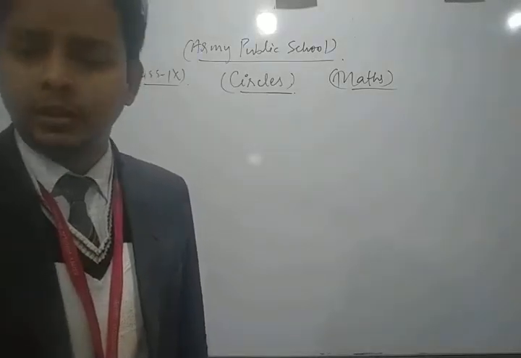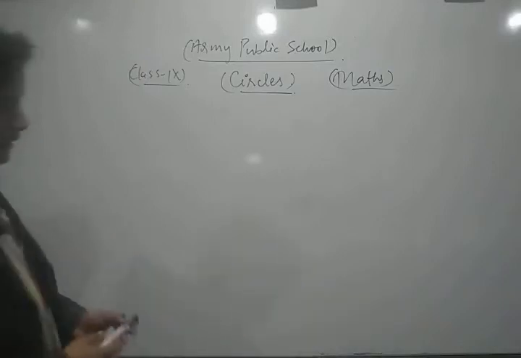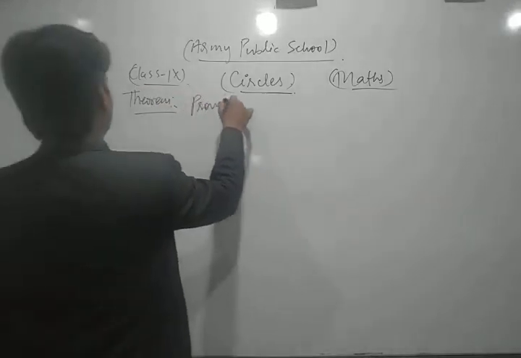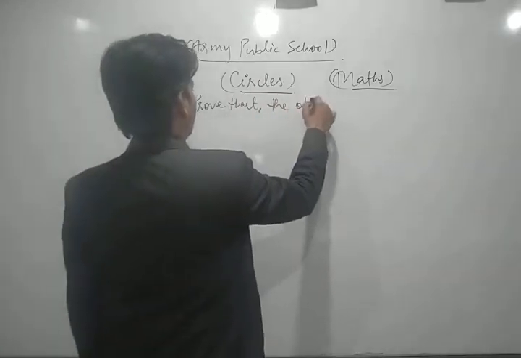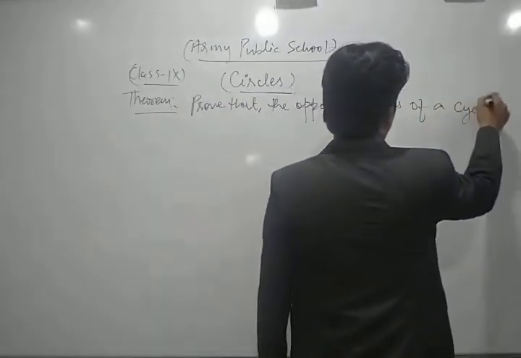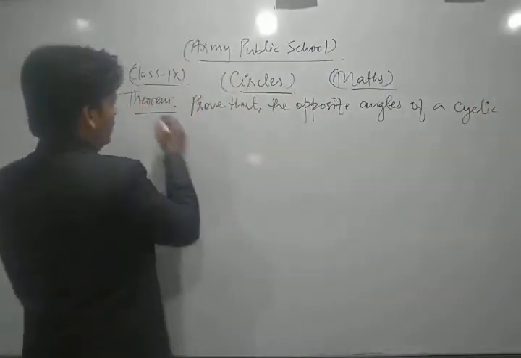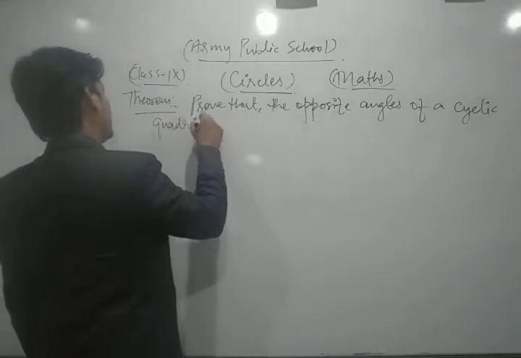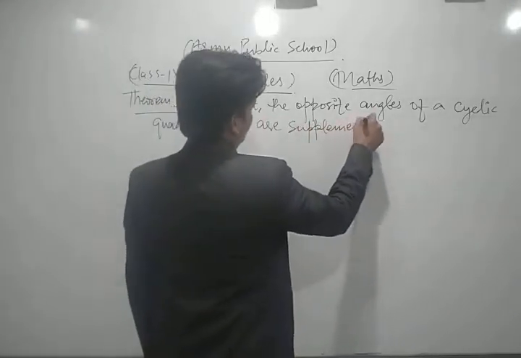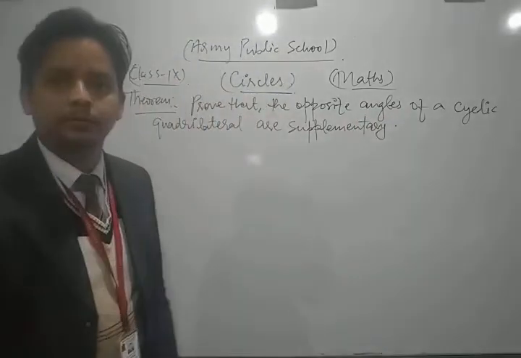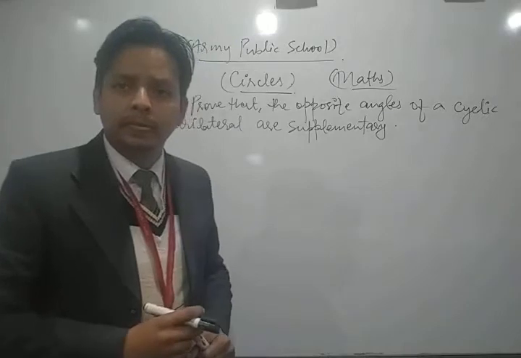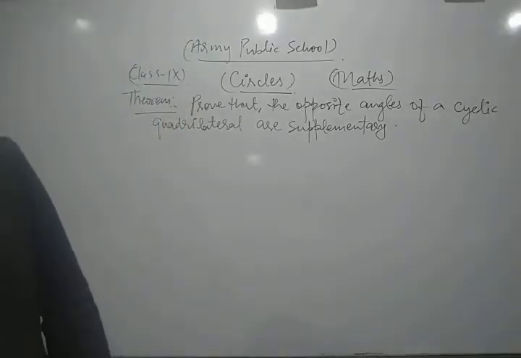The very important theorem is this: we prove that the opposite angles of a cyclic quadrilateral are supplementary. Supplementary means that the sum of opposite angles of a cyclic quadrilateral is what? 180 degrees. This is the concept of supplementary angles.